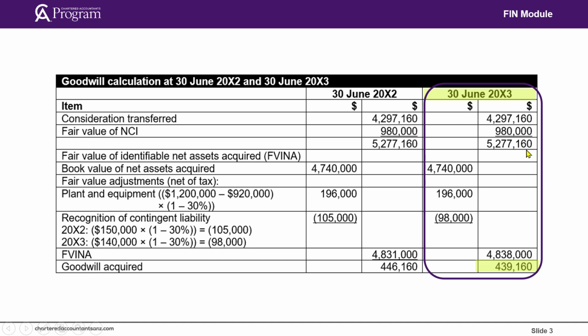From the $5,277,160, which is the sum of the consideration transferred and the fair value of the non-controlling interest, we subtract the $4,838,000 fair value of the identifiable net assets to give us goodwill of $439,160. You can see that this is different from the 20x2 calculation, which was $446,160, and that's because of the contingent liability measurement period adjustment.